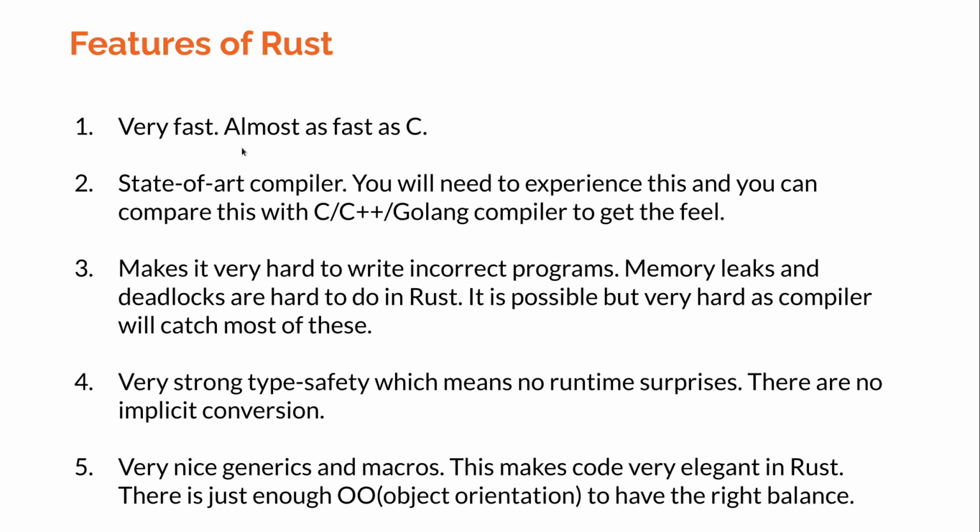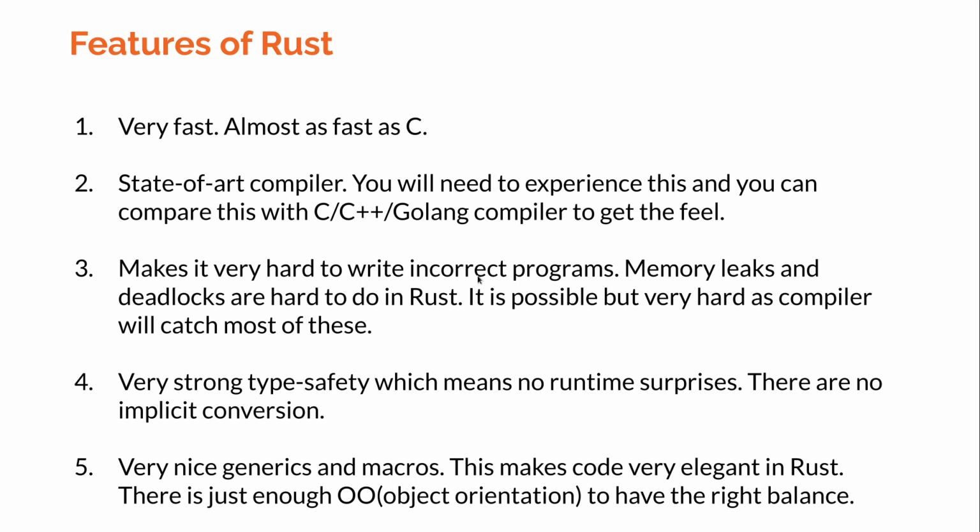Rust is very fast, almost as fast as C, although it's very hard to beat C because it is so close to hardware, but it is really fast. Now, the second feature is its state-of-the-art compiler. When you compile programs in Rust, it gives you a guarantee that there'll be no memory leaks and no deadlocks, and those kind of problems will not be there. There'll be no runtime surprises in terms of type safety and so on. Although it is possible to leak memory in Rust, the Rust compiler makes it really, really hard.